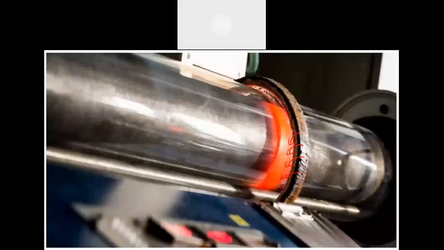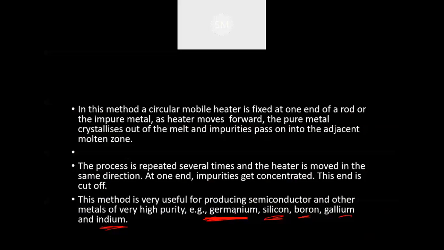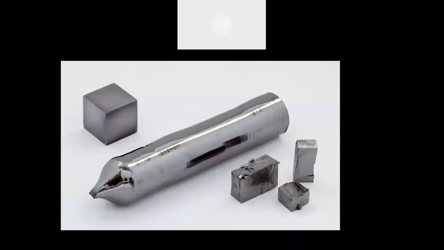Remember which elements are purified: germanium, silicon, boron, gallium, indium. Most of the time, a question on silicon and germanium they will ask. They will ask how high purity germanium and silicon is obtained, which refining process is done. For that, you should know it is zone refining. Don't write something else. Zone refining you will write.